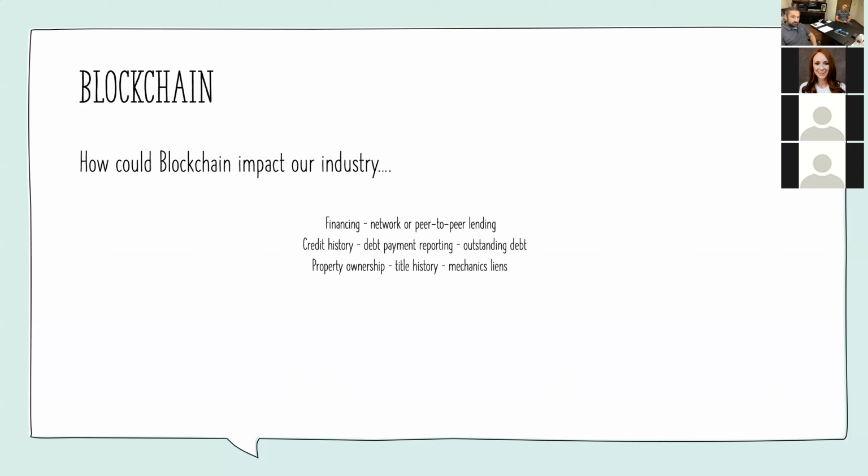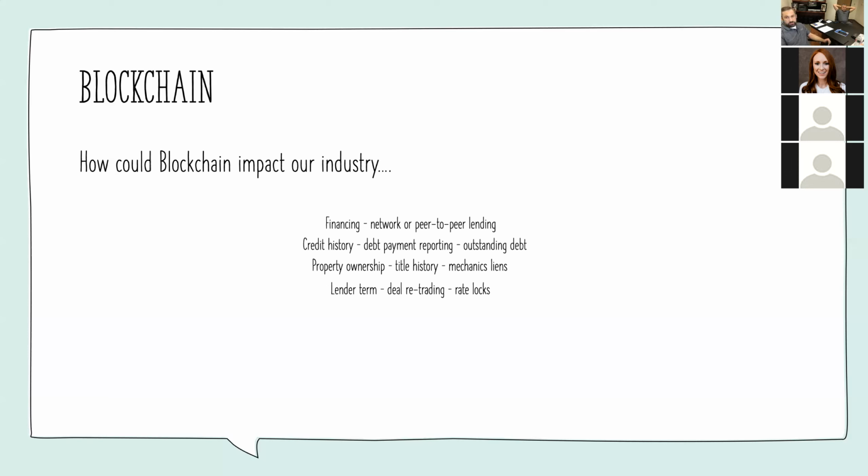Property ownership, title history, mechanics liens. Mechanics could issue their liens into a blockchain network, which goes on to potentially every property in the county, the state, however they do that, or title history. Property moves from one individual to another without involving a title company anymore. And it's secure, reliable, and it can be traced on the ledger.